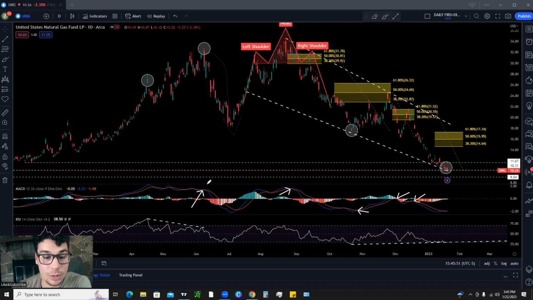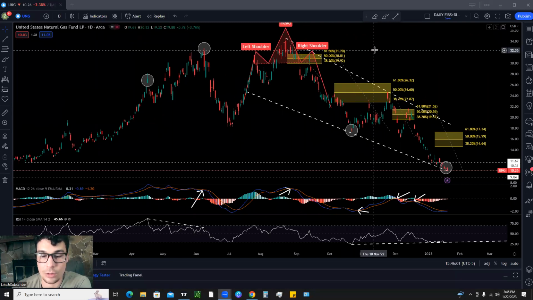Now, what coincided with that was a MACD sell signal right here. So we got a bearish divergence, a MACD sell signal, and then a huge move to the downside, accordingly, right, based off of those two sell signals.